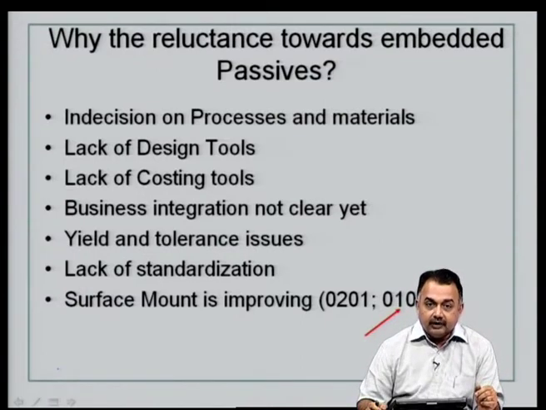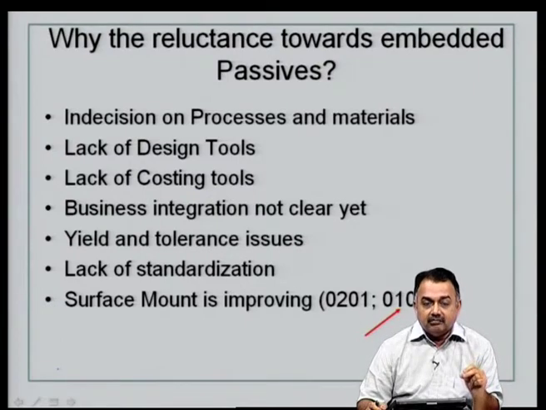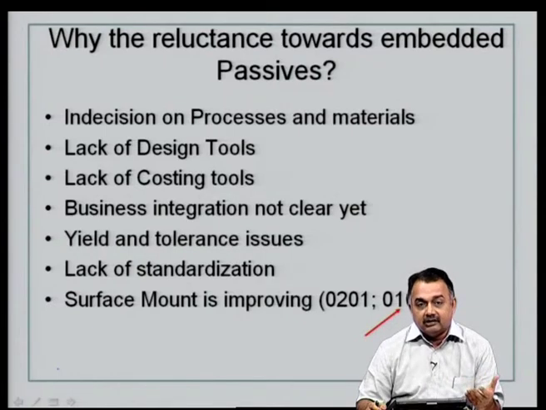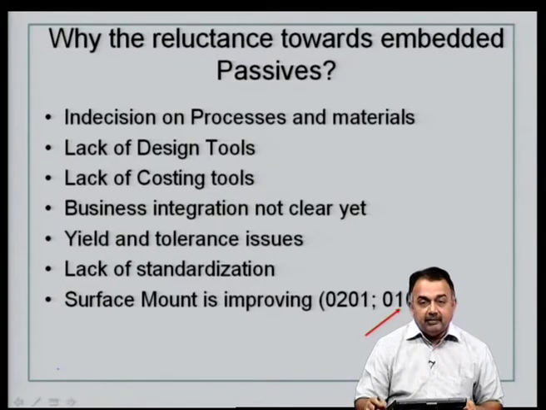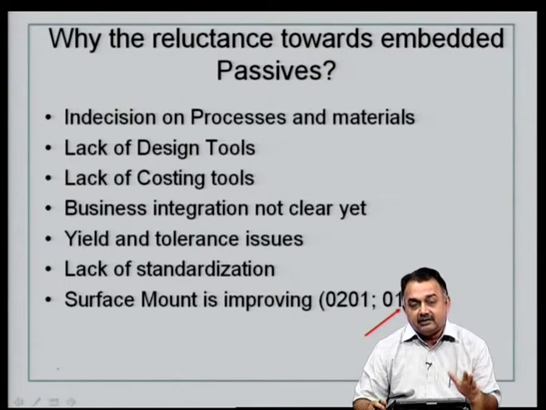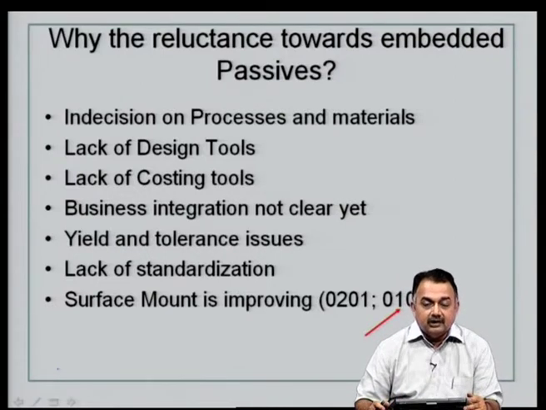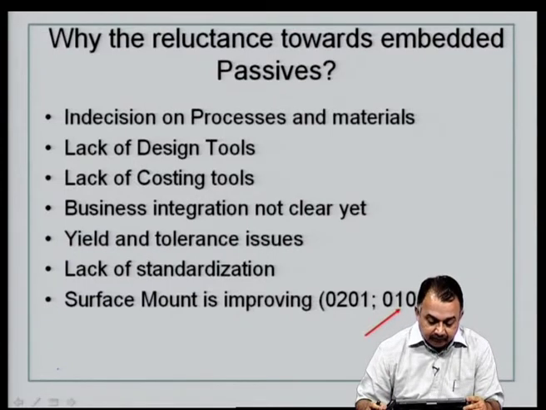Okay. Now, an indecision on the processes and materials means: are there alternatives for creating, or different routes for creating, resistors? What are the different process steps for creating capacitors and inductors, and so on. So, people are beginning to understand this, and unless the industry is convinced about cost related issues with these processes, there will be this reluctance to move into these technologies.